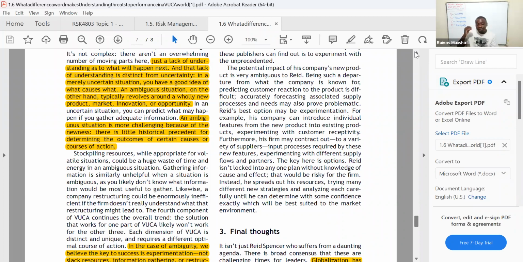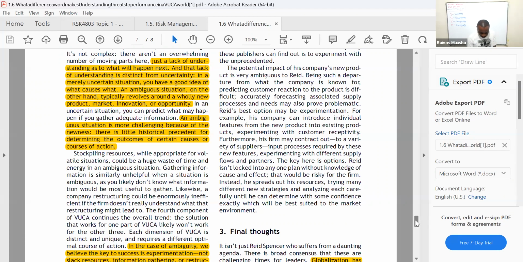And because of that, they need to do experimentation by spending more on research and development, which means that for an organization to be able to deal with situations of ambiguity, you need to do experimentation, which means that you need to spend more on what? Research and development as well.